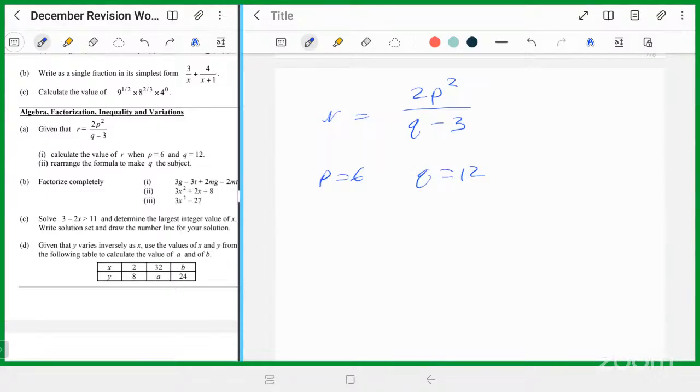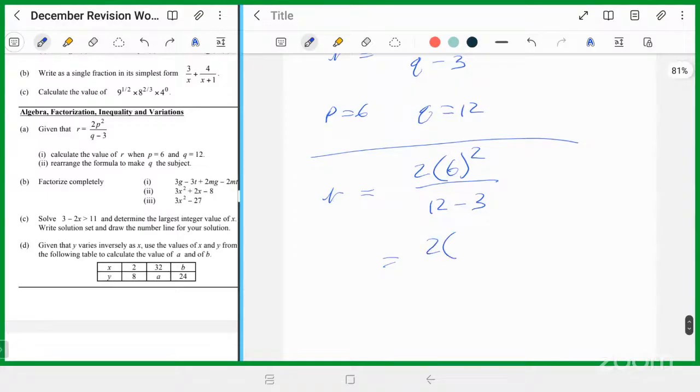Alright, students, sorry about that. That was a work call. It happens. Alright, so we are trying to find the value of R in this expression when P is 6 and Q is 2. So it's straight substitution. R becomes 2 times P, which is 6, squared, divided by Q, which is 12, minus 3. This becomes 2 times 6 squared, which is 36, divided by 12 minus 3, which is 9.